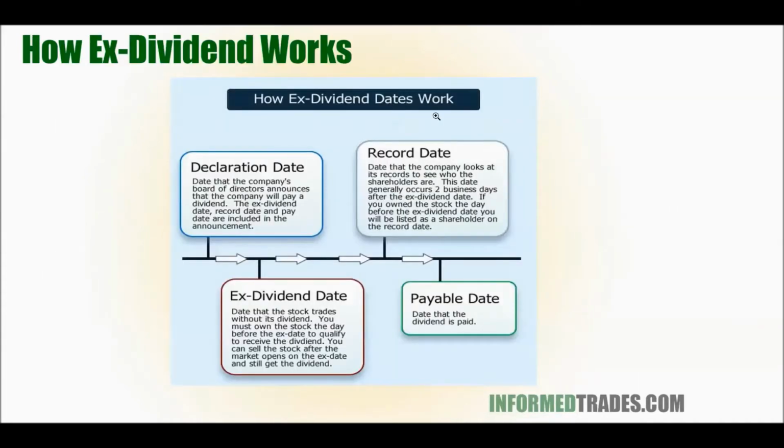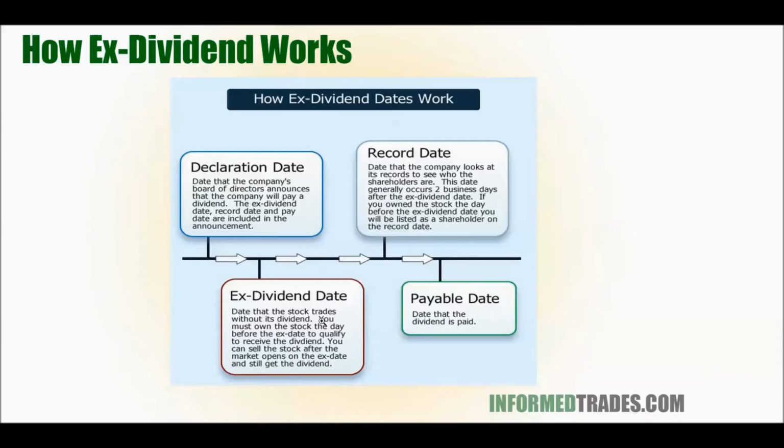Okay, how ex-dividend date works. Now we'll just map out the whole dividend issuance cycle. First, there's a declaration date. That's where the company's board of directors announces that they'll pay a dividend, and when it will be paid, the amount, and the other dates to follow.